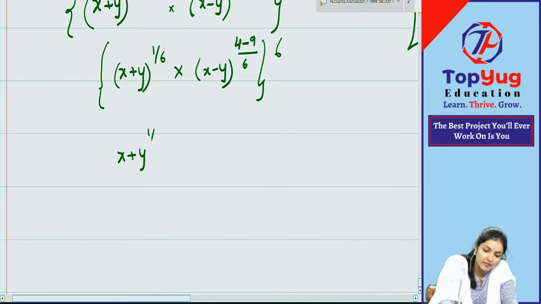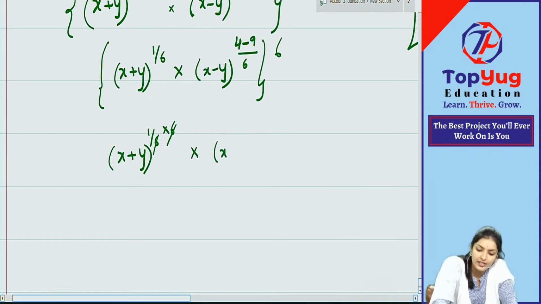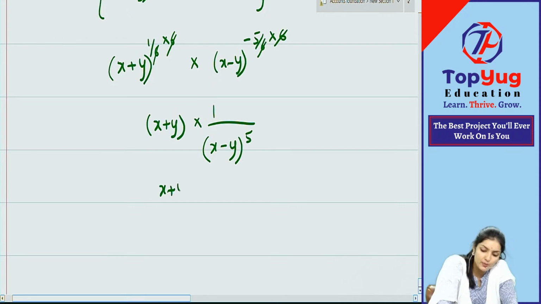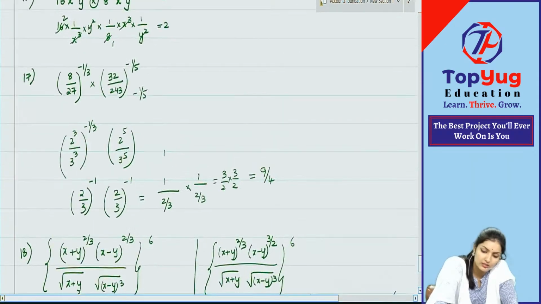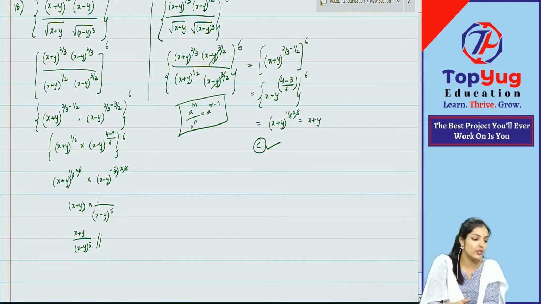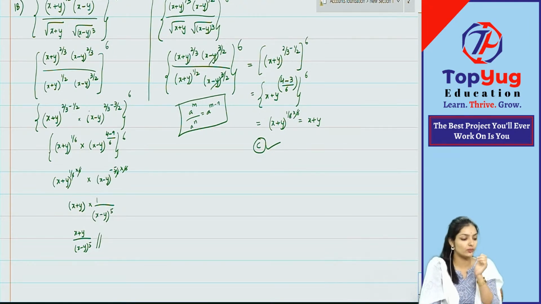Similarly, for x plus y, into 6 can I do directly? Cancelling. And here (x minus y) to the power how much? Minus 5 by 6 into 6, cancelling. So here (x plus y) into 1 by (x minus y) to the power 5. So the simplification would be (x plus y) divided by (x minus y) to the power 5. The answer. Okay, so copy down both of these, and you have to act in the exam according to the question.